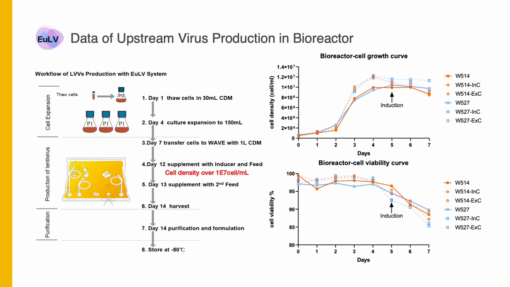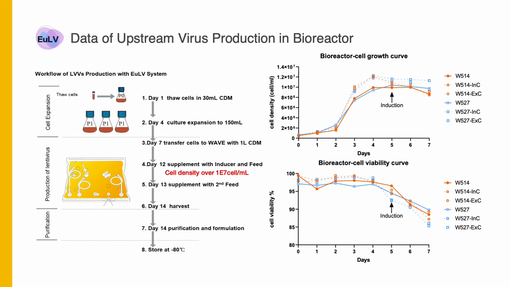Here we show the process data using the EuLV system in the wave bioreactor for 1 liter. The left diagram shows the main steps. On day 1, we thaw the cells, culture them in the flask, and expand to day 7. After transfer to the wave bioreactor, we culture for another 5 days, when the cell density can reach 10 million cells per mil. Then we add the inducer and the feed to start producing the lentivirus. After 48 hours, which is on the 14th day, the virus is harvested, purified, and stocked.